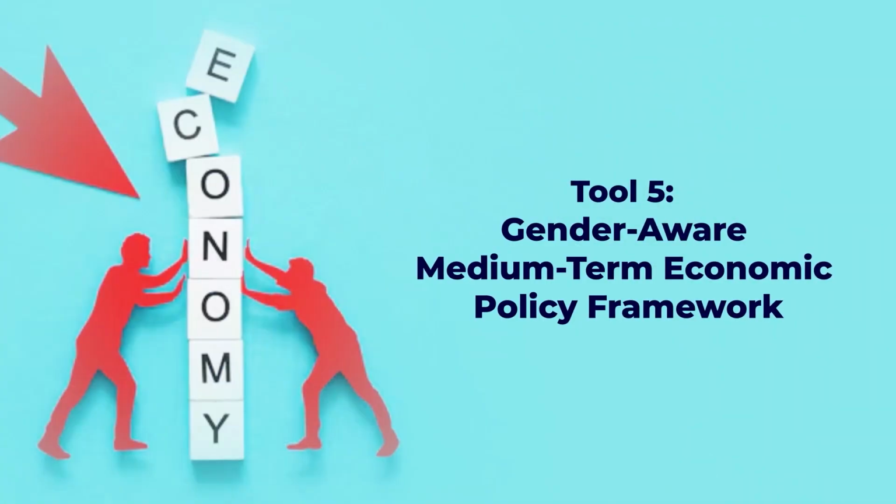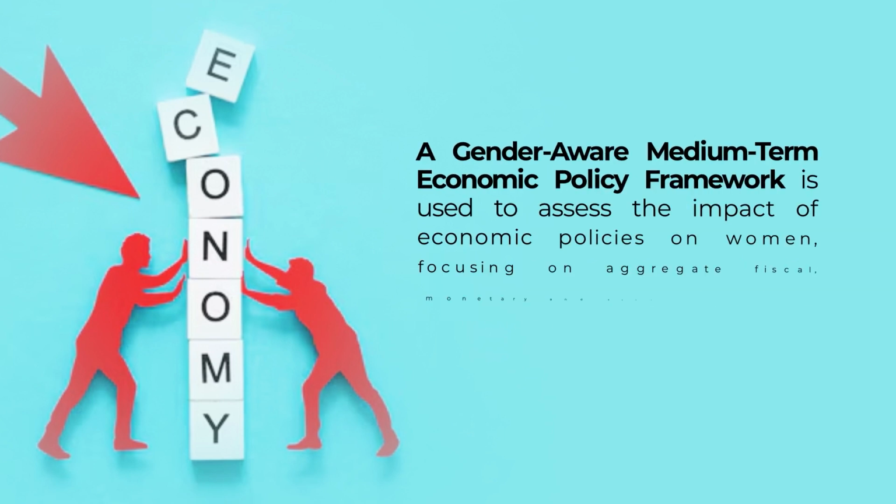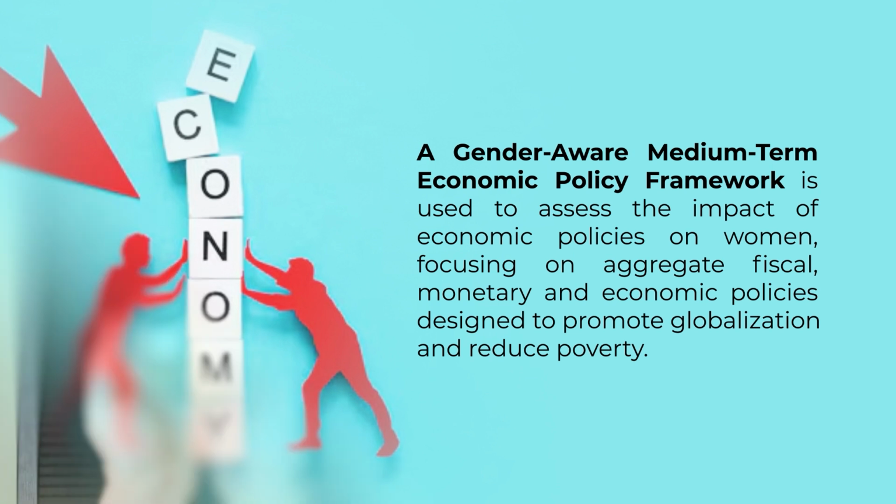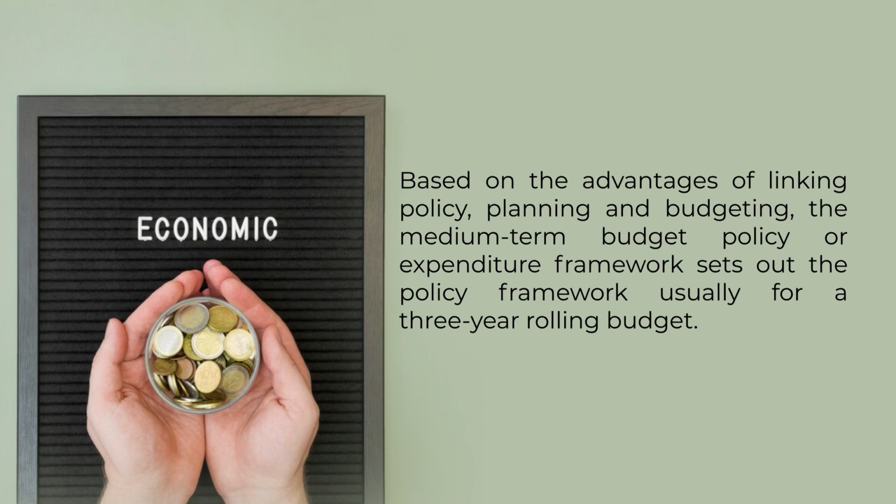The fifth tool with regard to gender budgeting implementation is the gender-aware medium-term economic policy framework. A gender-aware medium-term economic policy framework is used to assess the impact of economic policies on women, focusing on aggregate fiscal, monetary and economic policies designed to promote globalization and reduce poverty. Based on the advantages of linking policy planning and budgeting, the medium-term budget policy or expenditure framework sets out the policy framework usually for the 3-year rolling budget.